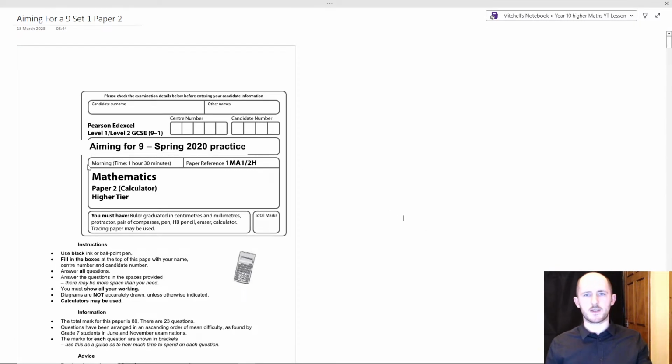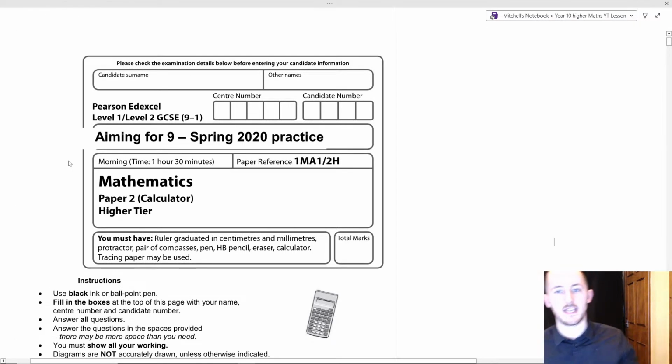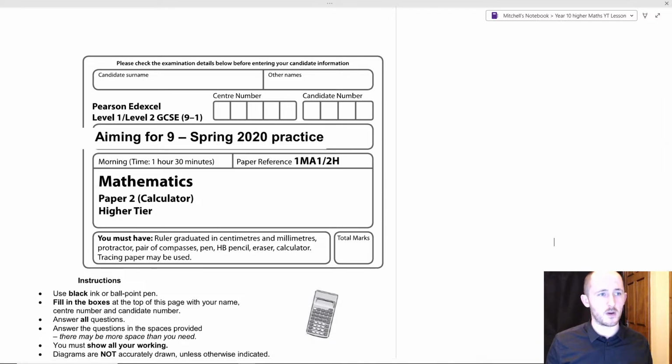Good. So this is the aiming for a grade 9. Technically it's made by Edexcel, but if you remember what I said before, Edexcel and AQA are identical to each other, effectively. So don't worry too much about that.